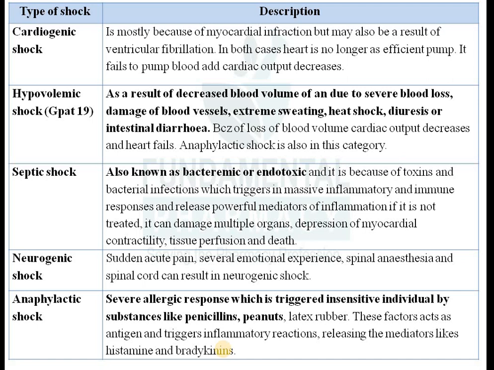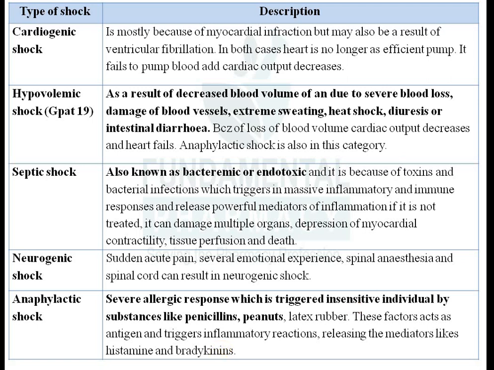So it is a severe allergic response which is triggered in individuals sensitive to items like penicillins, peanuts, vitamins, rubber latex, or any other injection. These factors act as an antigen, and they will trigger antibody-antigen, or immunoinflammatory, reactions, and because of that there will be release of various mediators like histamine, bradykinin, leukotrienes, and all that. They will play their own game over there. So they will cause swelling, inflammation, pain, and all that. And that is nothing but the anaphylactic shock.